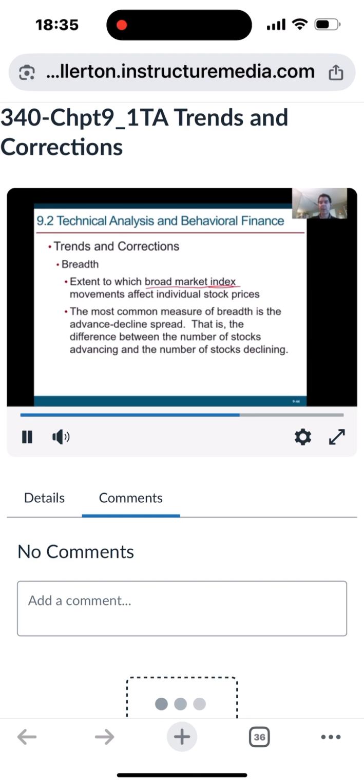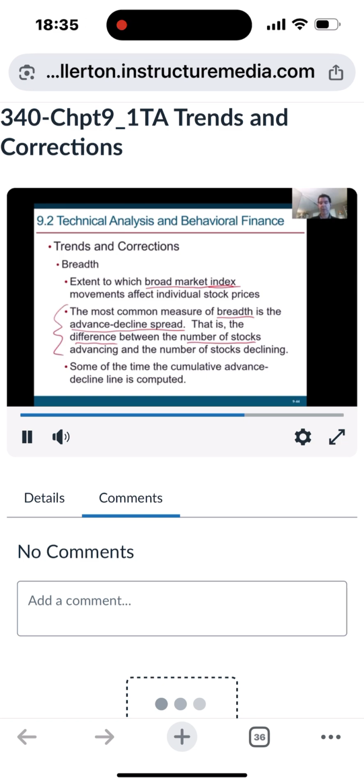The most common measure of breadth is the so-called advance-decline spread. Remember, a spread just means one minus the other. And here, advance means what? The stocks that are advancing, going up, minus the number of stocks that are declining or going down. Okay, so it's the difference between the number of stocks that are advancing and the number that are declining. Very simple measure. How many stocks going up minus how many stocks going down. Okay, that is a typical one that you will see.